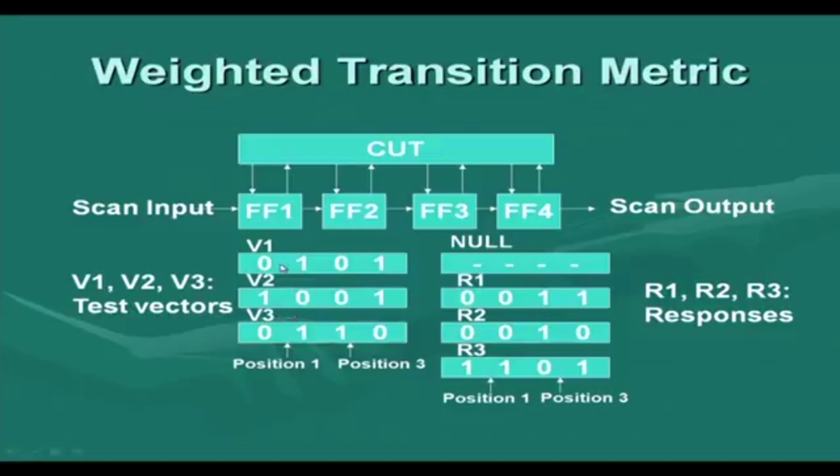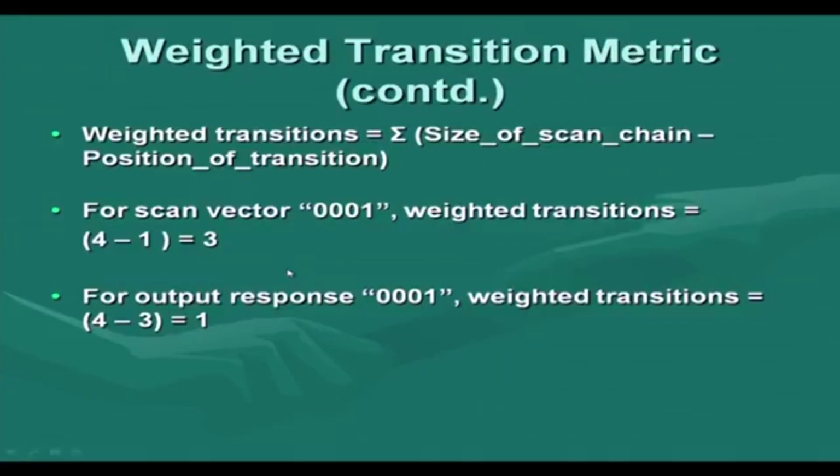this is our position 1, there is a transition. So it is 4 minus 1, 3, plus position 3, there is a transition, 4 minus 3, that is 1. So in total there will be 4 transitions occurring in the entire scan chain in the shifting of this pattern. That way we can have this weighted transition metric computed.